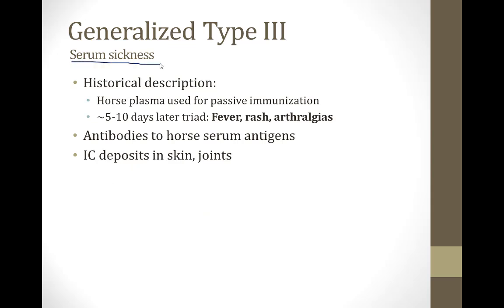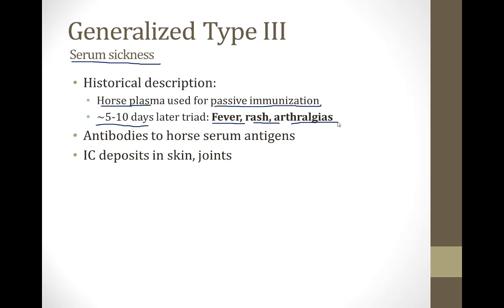The term serum sickness is historical, and it's helpful to know the history lesson because it can remind you of the symptoms and pathophysiology of these disorders. So a long time ago, doctors would take horse plasma or horse serum from horses that had been exposed to diphtheria and scarlet fever, and they would administer the serum to human beings in an attempt to passively immunize them against those infections. What they saw is about 5 to 10 days later, the people who received the horse serum would develop a classic triad of fever, rash, and arthralgias.